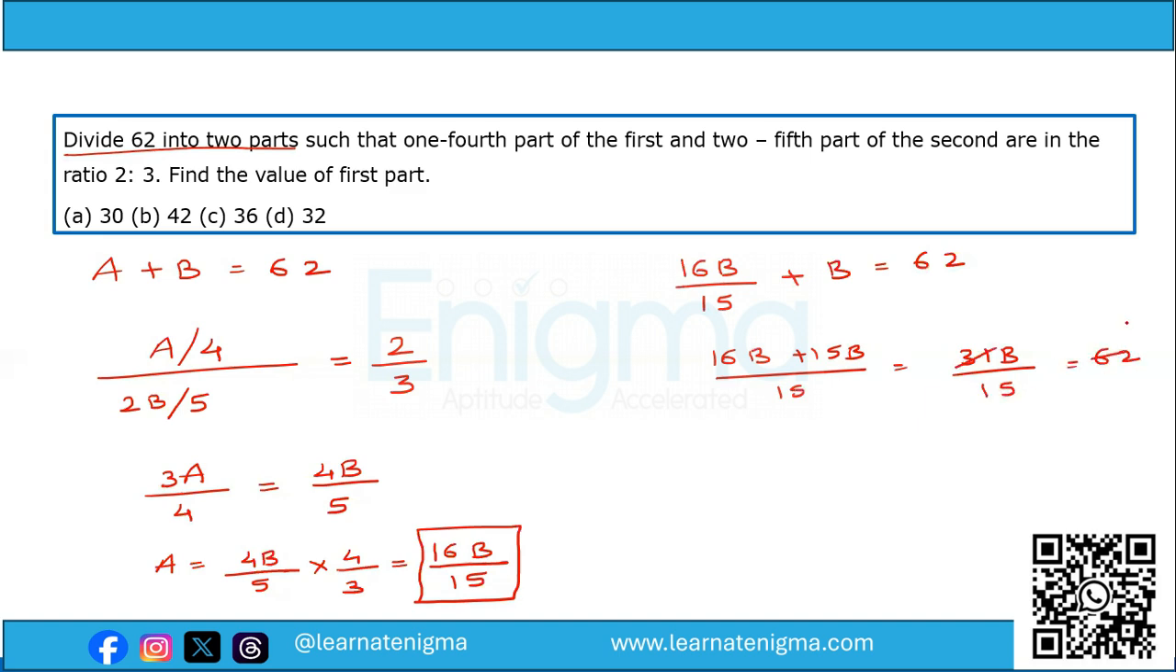So 31 twos are 62. So therefore, B comes out as 30. Now, if we substitute this value of B in the first equation, we will get the value of A as 32. So that will be our answer, option D, 32.